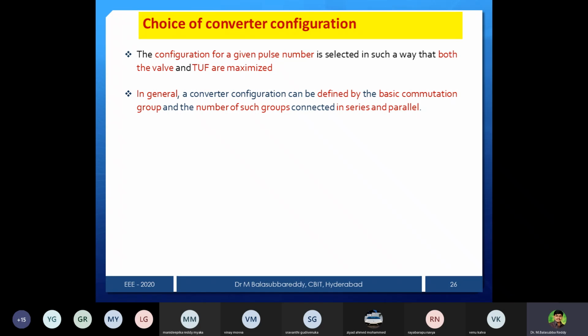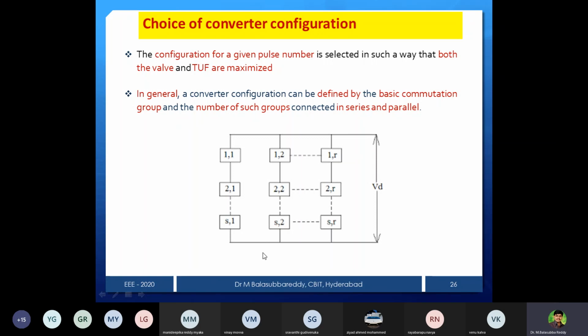In general, the converter configuration can be defined by the basic commutation group, and the number of such groups connected in series and parallel. That is what I explained in the previous slides. P is equal to QRS. That is nothing but the configuration of the converter. It consists of Q number of valves. In that setup you can connect many devices. So you can see the basic commutation group, and a number of such groups are connected in series or in parallel. This is the way we can represent it here.